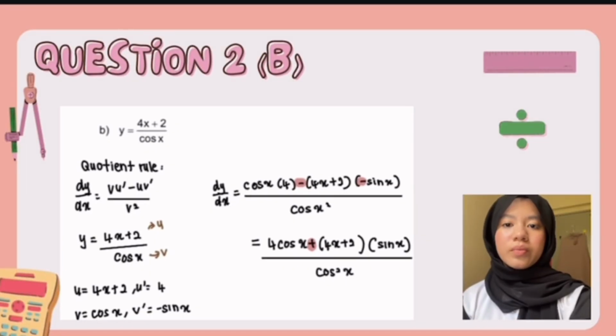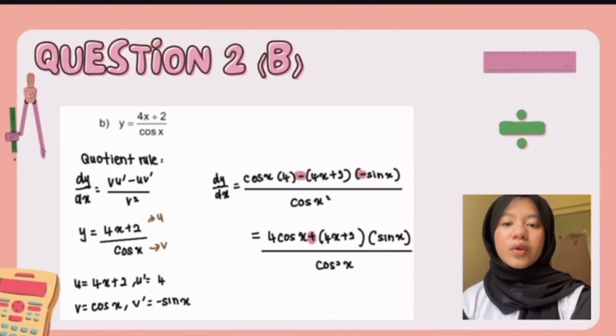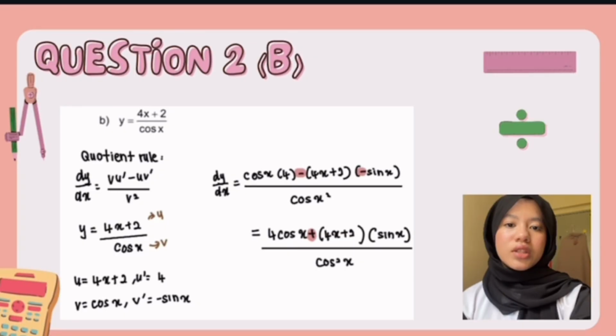For question 2b, first we need to identify the structure of the equation. We notice that this function is a quotient, meaning it is a division of two functions, where the numerator is u equal to 4x plus 2 and the denominator is v equal to cos x. Therefore, we will apply the quotient rule, which is dy over dx equals vu prime minus uv prime over v squared. Before we apply this formula, we need to find the derivatives of u and v. For u, we know that u is 4x plus 2, so u prime is 4. For v, which is cos x, the v prime is negative sin x.